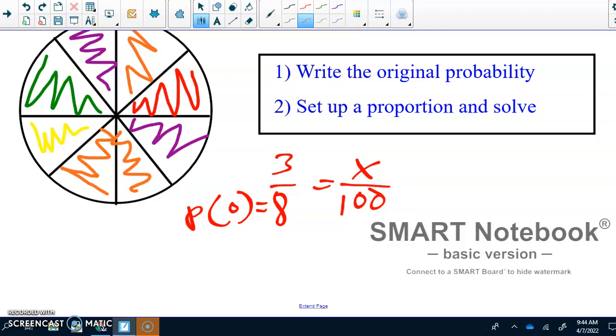If you set the problem up to solve it, you're going to take 100 divided by 8, and it should give you an answer of about 12.5. And if you multiply that by 3, that's going to give you about 37.5, or approximately 38 people.